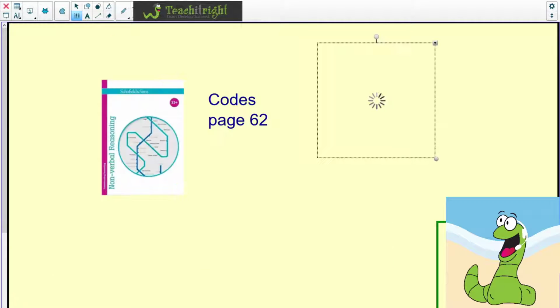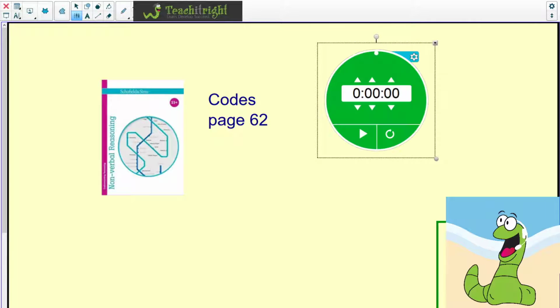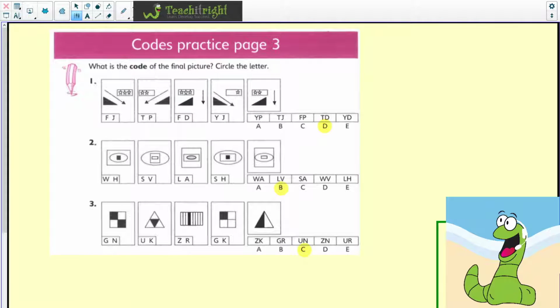Let's go now and have a look at page 62. And this will be the last set that we just have a look down through. And let's see if we can check and see how you've got on here. So number 1 is D. And the reason that it is D is because if we look at the 2 F's, we've obviously got 3 stars. We will need 2, so that gives us a T to start with.